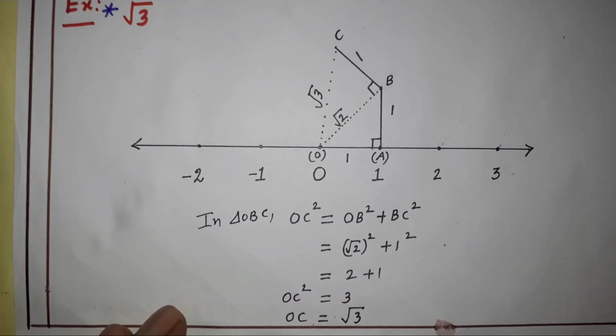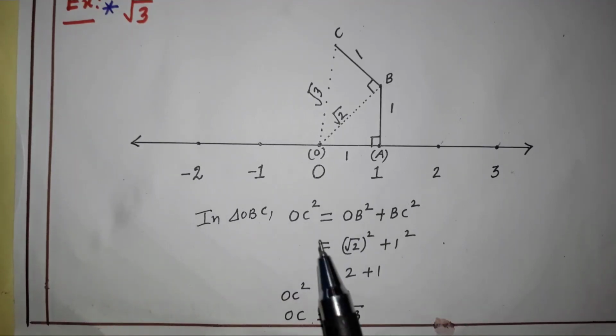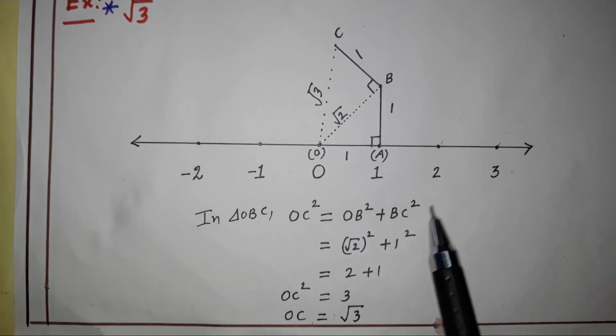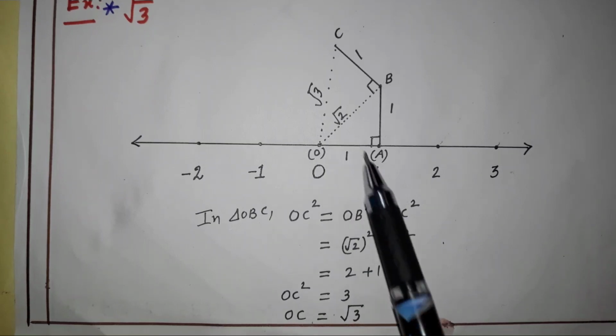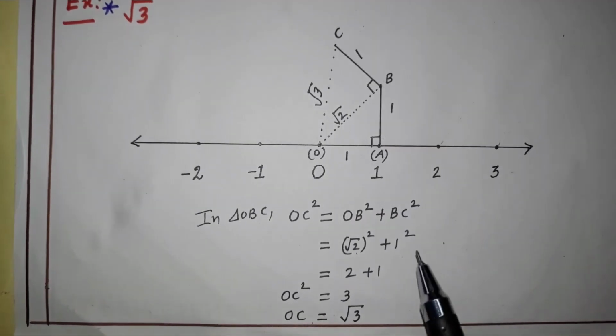Because you see here in triangle OBC, it's a right angle triangle, no? So I can apply the Pythagoras theorem. OC square is equal to OB square plus BC square. OB is nothing but root 2, whole square. BC is nothing but 1 square. So 2 plus 1, OC square is equal to 3. So OC is equal to root 3.